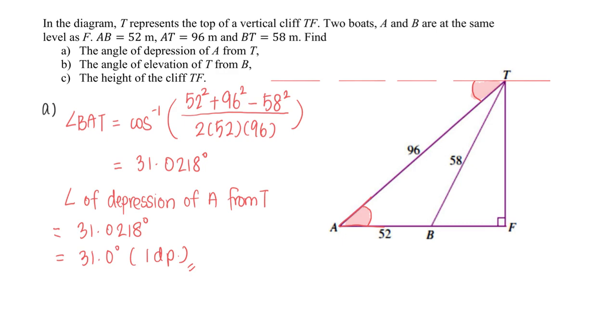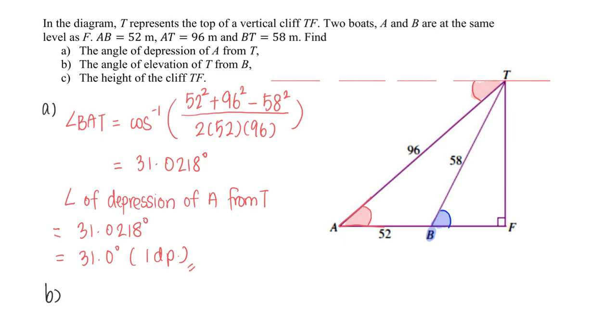Now, for part B, find the angle of elevation of T from B. Elevation, so from B. So we are now looking at B, and going to look up. So this will be the angle that we are interested in. So the angle of elevation is the same as angle TBF.